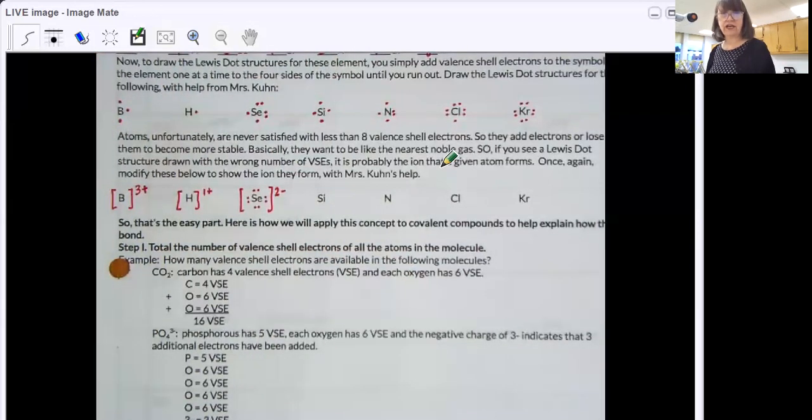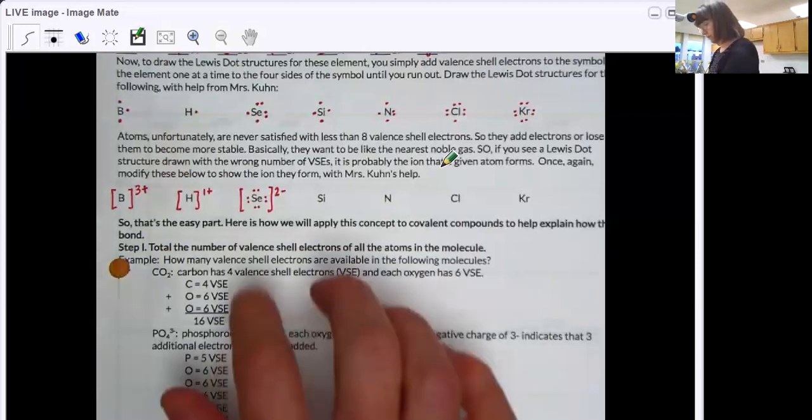So try the next 4. See if you can figure those out on your own. Will they gain? Will they lose? Either take them up to 8 or drop them to 0. And no matter what you do, you have to correct the charge.